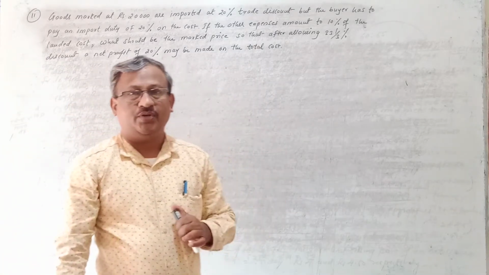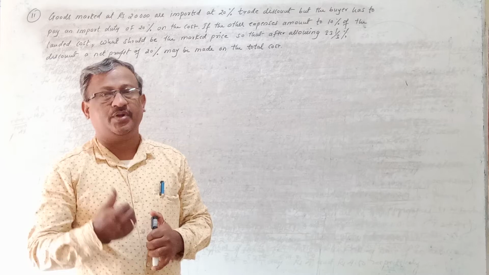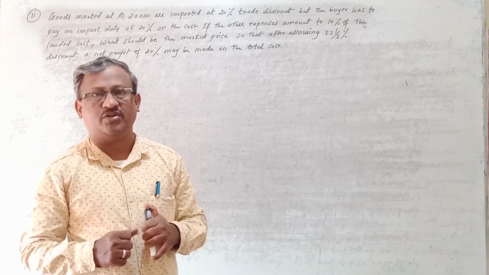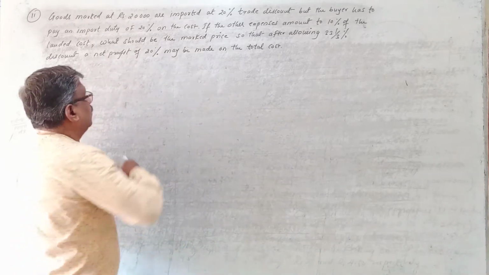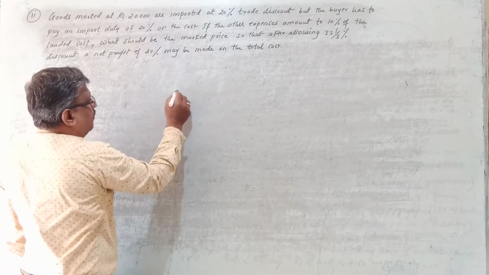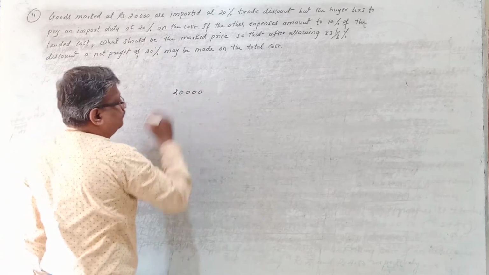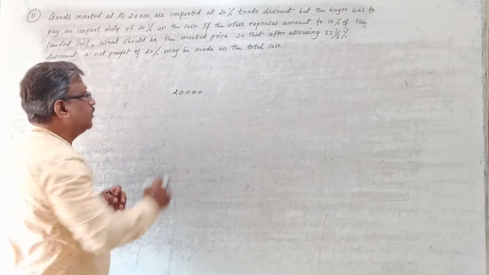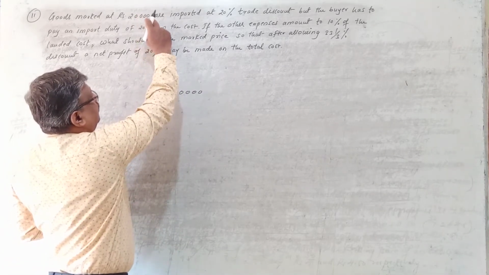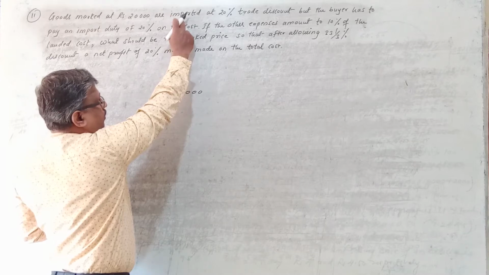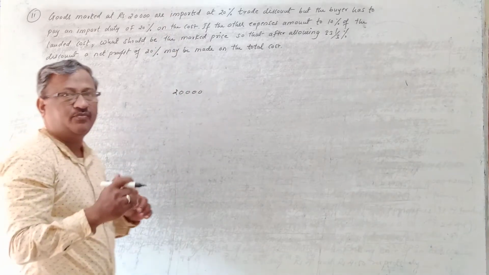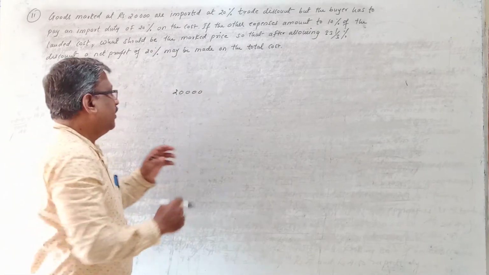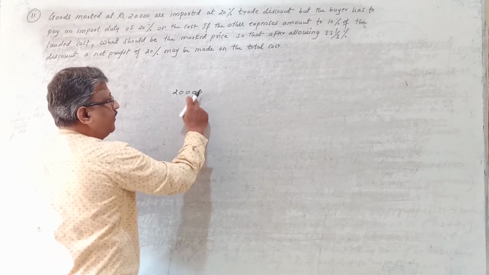So here there is an importer and he is importing the goods from the foreign manufacturer, suppose, right? So the foreign manufacturer's mark price is how much here? 20,000. So the importer is importing from the foreign manufacturer or the foreign exporter. This is the foreign manufacturer's mark price.